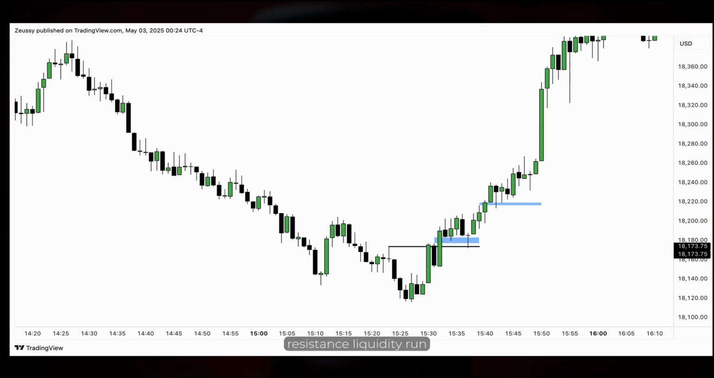Whenever you see a high resistance liquidity run on the left side of the curve, you can anticipate that a low resistance liquidity run will take place on the right side of the curve.